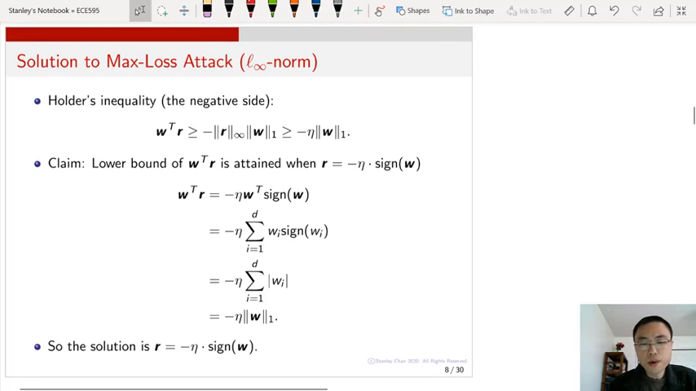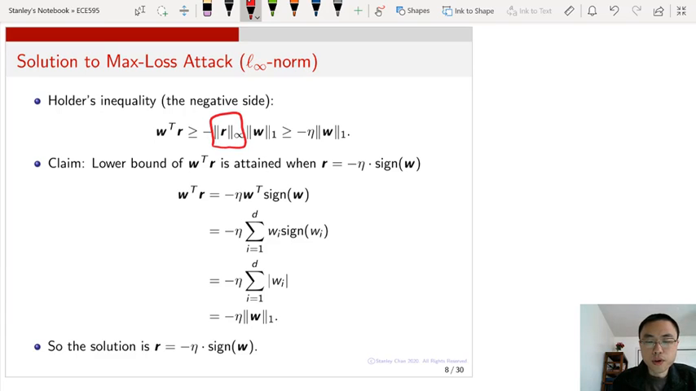So how do we solve this problem? Well, we can apply Holder's inequality, which says that if I take the inner product of w and r, that would be lower bounded by minus the L infinity norm of r times the L1 norm of w. Now, what is the L infinity norm of r? The L infinity norm of r, as we defined, has to be less than or equal to eta, and therefore you will have minus eta. Exactly the same approach as what we did in the L2 case.